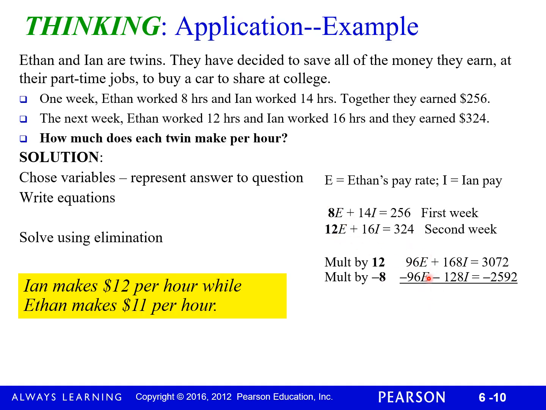Negative 8 times 12 again is negative 96. Negative 8 times 16 is negative 128. And negative 8 times 324 is negative 2,592. Remember, now I just add the equations, the E's drop off, and I'm left with 40I equals 480. Dividing by 40, I get Ian's pay rate is $12 an hour. I can plug this into either equation to find out what Ethan makes. And if I use the first equation, I get that Ethan makes $11.